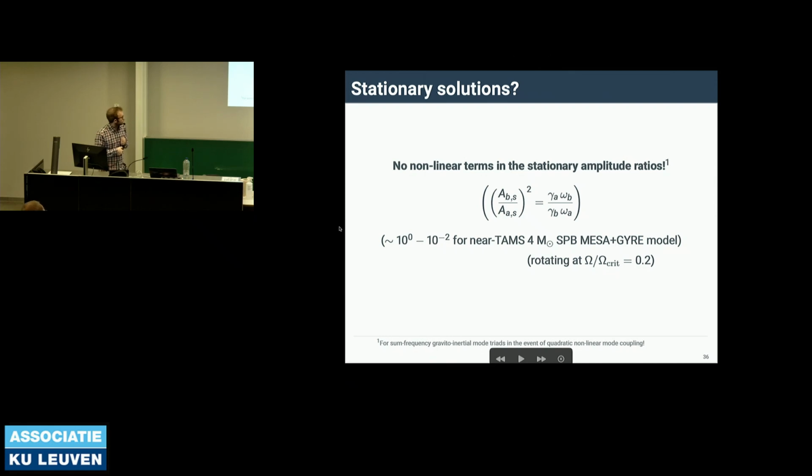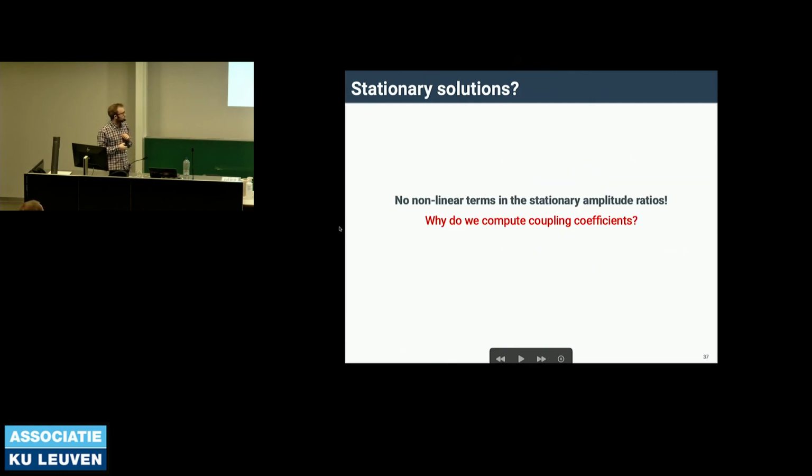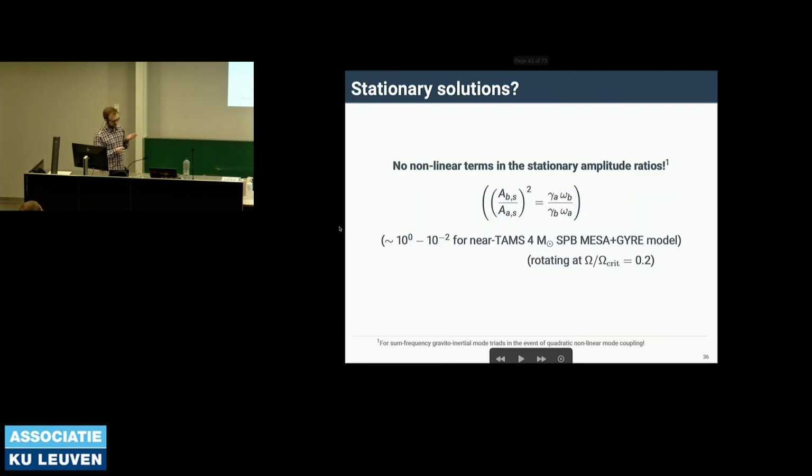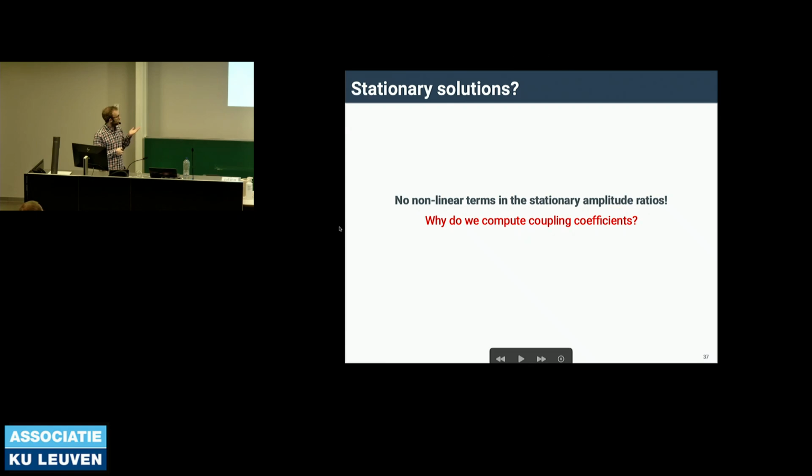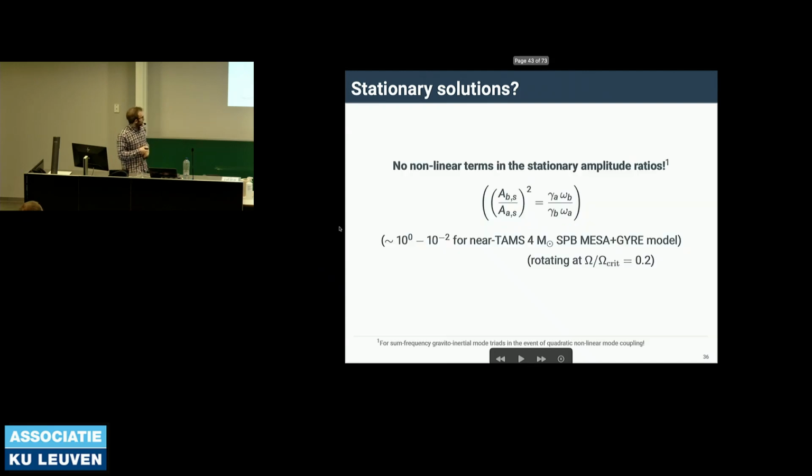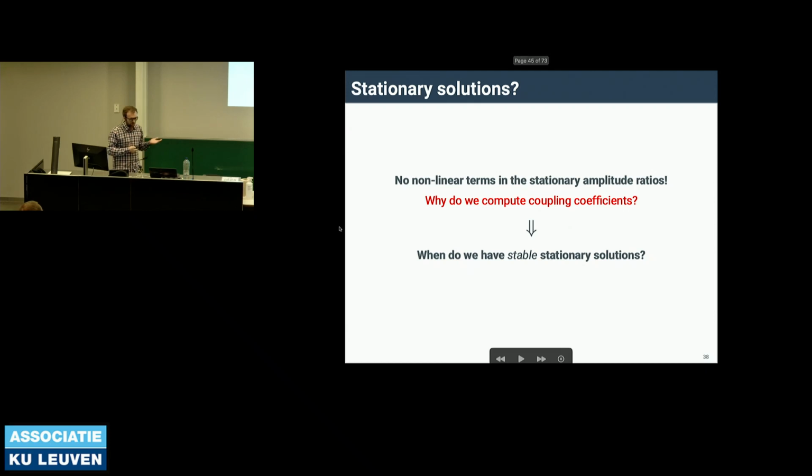Now, typically such quadratic ratios are between 10 to the 1 and 10 to the -2 for our TAMS models. But what is quite intriguing is that there are no nonlinear terms present in these stationary amplitude ratios. So why do we compute these coupling coefficients, right? Why aren't we satisfied with just using linear non-adiabatic theory to just compute these ratios? Well, in order to answer that question, let me ask another question.